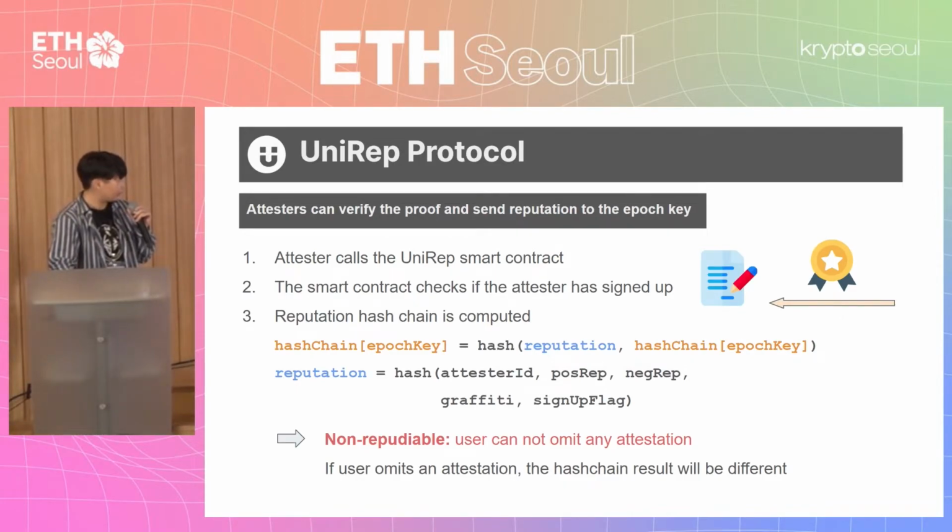And now we want to make sure that the reputation cannot be ignored by any user. So we use a hash chain to prevent users from doing this. We hash the reputation together with the attester ID, positive reputation, negative reputation, graffiti, and setup flag. And each epoch key has its own hash chain. So whenever the epoch key receives a reputation, the hash chain will be computed. So if the user ignores any reputation here, the hash chain result will be totally different.